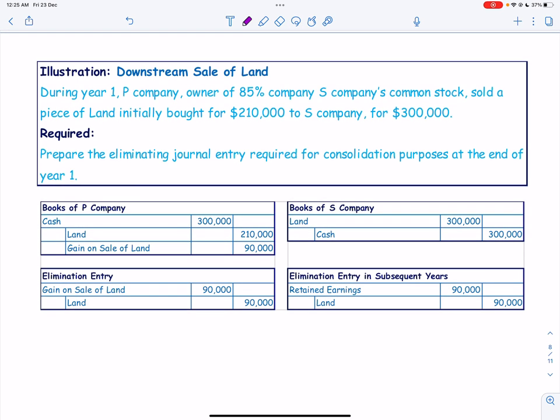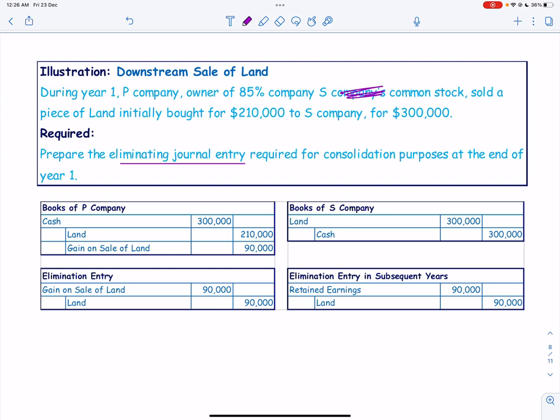During year 1, P company, owner of 85% of S company's common stock, sold a piece of land initially bought for 210,000 to S company for 300,000. Prepare the eliminating journal entry required for consolidation purposes at the end of year 1.